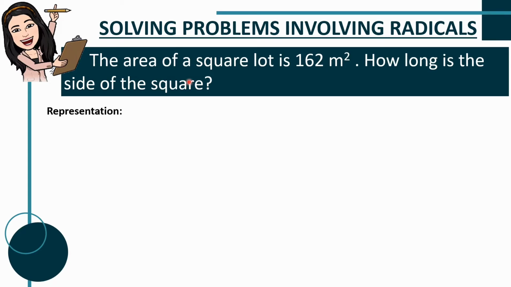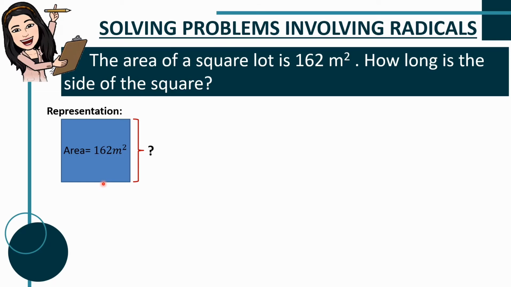So, here, for our representation, we may draw a square. And then, for the area, that is equal to 162 square meters. Now, we are looking for the side of the square. So, ibig sabihin, ito yung hinahanap. Ano ba yung length ng sides ng square? Since pare-pares naman ang sides or length ng side ng square, so yun yung hahanapin natin. We are looking for the side.